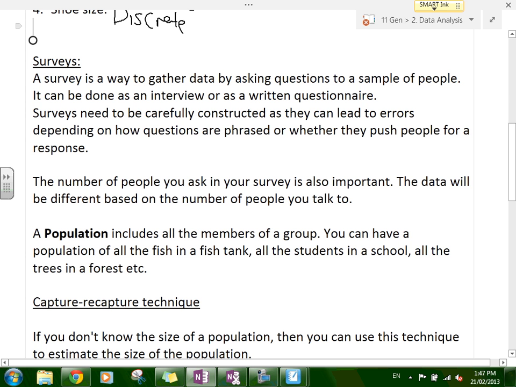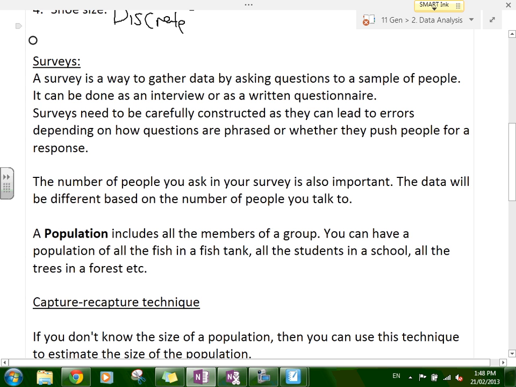Okay, and so the number of people you're asking to survey is also important. That's what we're going to talk about, the sample size. The data will be different based on the number of people you talk to. If you talk to 5 people, you might get 80% of people liking a certain product. But where did you get those people from? Who are they? Are they old? Are they young? Are they male? Are they female? Because if you ask 20 people instead of 5, your results could change completely. If you ask 100 people, your results might change completely again. So it's really important that you think about how these things affect the results.